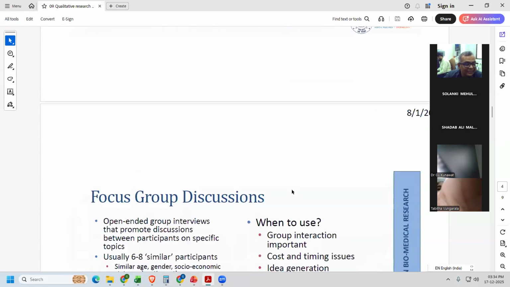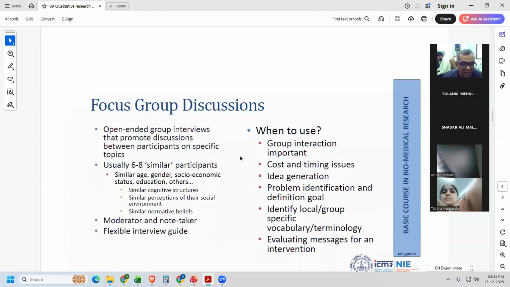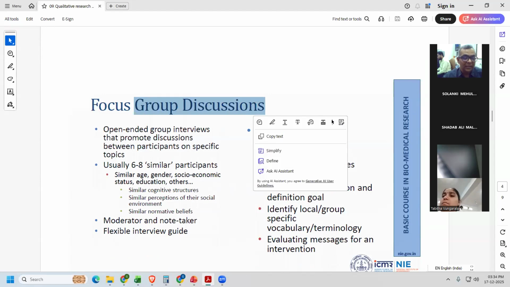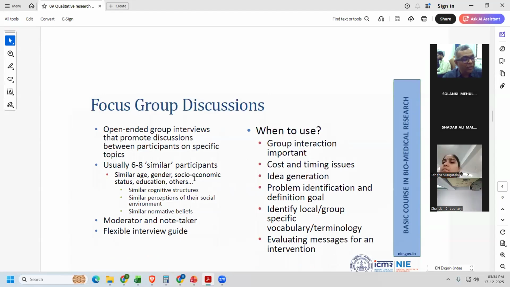Okay. Now, second is a focus group discussion. As the name itself states, it is done in a group. Similarly, you have to have an interview guide which is validated and structured, and this is an open-ended group interview that promotes discussion between the participants on a specific topic. Sometimes people also develop a discussion map at the end of a focus group discussion.